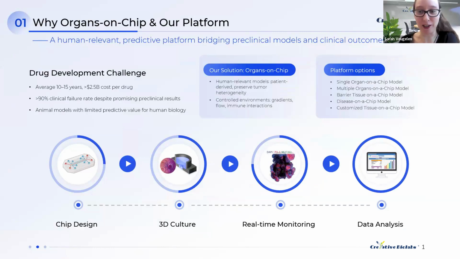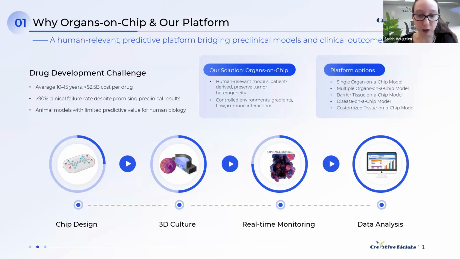I would like to start with a brief introduction of our platform and services. I would like to take this opportunity to introduce our new Organ-on-Chip platform, as you can see here on the slide. As most of you are aware, the drug development process is quite challenging, and it takes a long time and also high cost to develop drugs. And there's still a high failure rate, more than 90%.